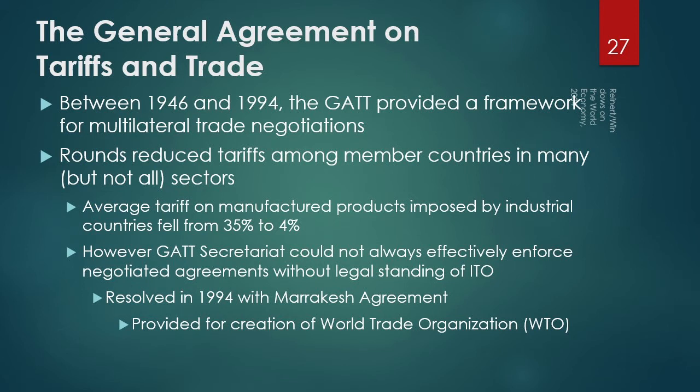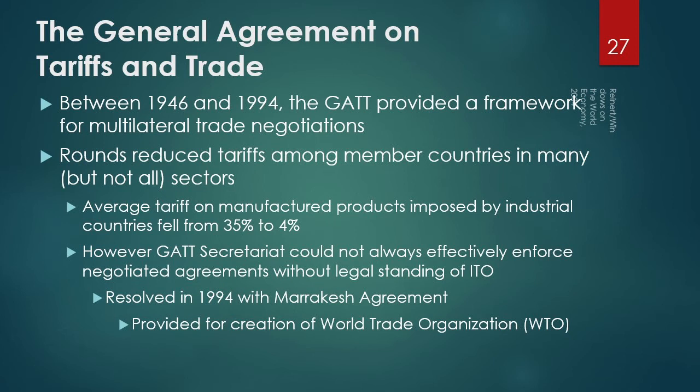So between 1946 and 1994, the GATT provided a framework for multilateral trade negotiations. Rounds reduced tariffs among member countries in many but not all sectors. The average tariff on manufactured products imposed by industrial countries fell from 35% to 4%. However, the GATT Secretariat could not always effectively enforce negotiated agreements without the legal standing of the ITO. And so they resolved with the Marrakesh Agreement providing for the creation of the WTO, the World Trade Organization.